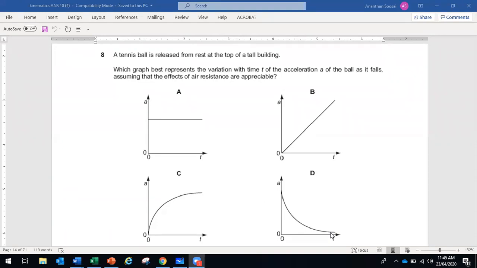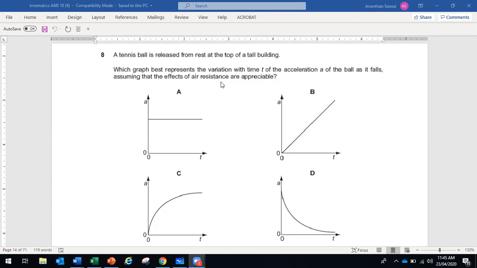Give me the reason why acceleration drops down. Because net force is reducing. Why is net force reducing? Because air resistance is building up. Why is air resistance building up? Because air resistance is proportional to velocity. That's why it's building up. Okay, you have the reason. So A must drop with air resistance.